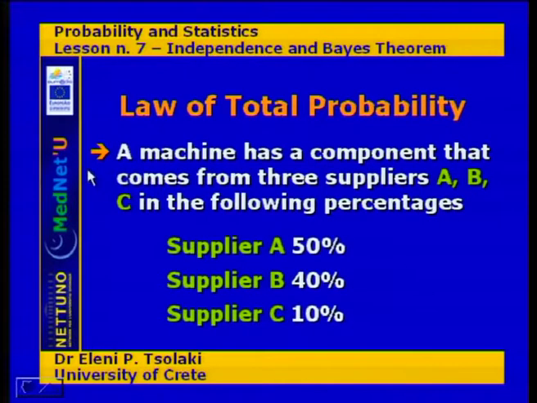We have a machine which has a component that comes from 3 suppliers, A, B, and C. They come in the following percentages: 50% from supplier A, 40% from supplier B, and 10% from supplier C. We note here that if we add up these percentages, we have 100% supply from all 3 suppliers.